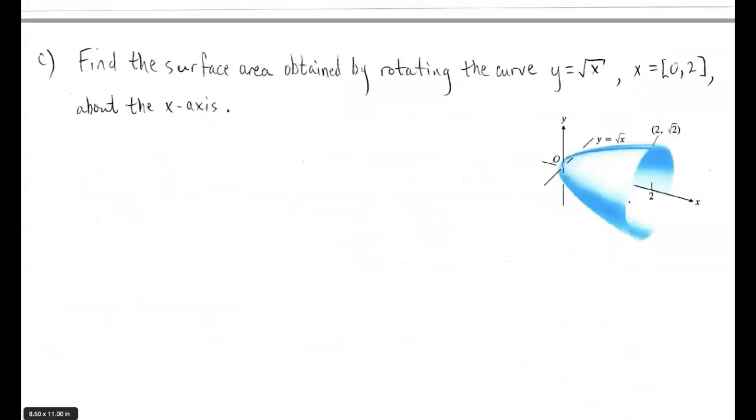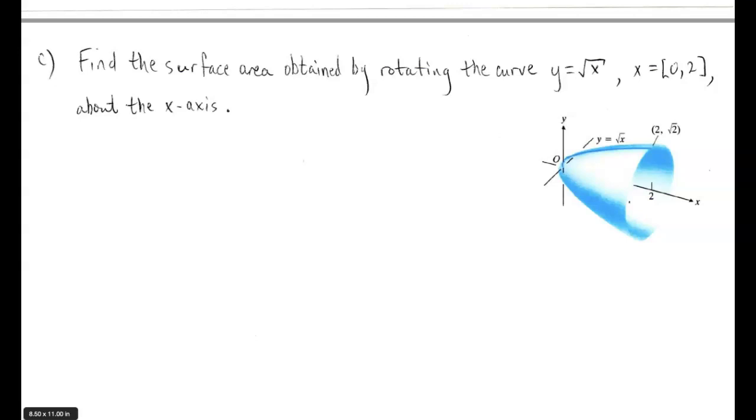All right, so for our next example, we want to take the surface area obtained by taking the function y is equal to the square root of x, from x equals 0 to x equals 2, and we want to rotate it about the x-axis. So if you look at this, this kind of looks like the nose cone of an airplane or a missile or something like that.